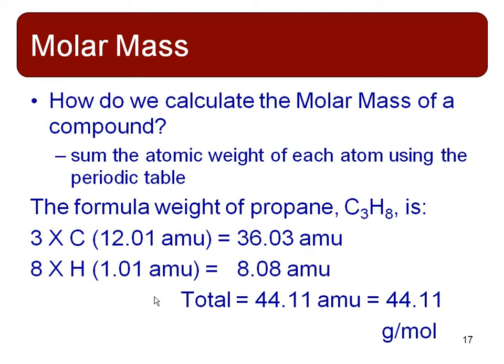Okay, welcome to Chapter 5-2, so Chapter 5, Section 2 on molar mass. We're going to look at how we can calculate the molar mass of a compound. Basically, this is just summing up all the atomic weights of each atom in a compound using the periodic table. Wherever you see formula weight and molar mass, they are used interchangeably.